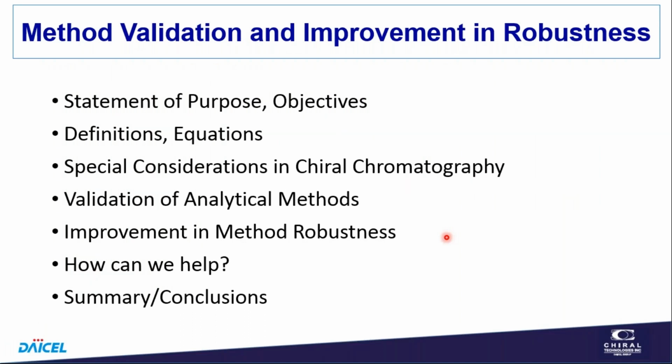This is the organization of my talk. I want to talk about what our objectives are for the talk, what I hope you get out of it. A little bit about equations, just so you're not too concerned. It'll be fairly simple stuff and things you probably have already seen in chiral chromatography. There are some special considerations in chiral chromatography, and I want to talk about the validation of the analytical methods, which I think is what most of you are here for, and something that I think is also at least as much of importance is improvement in the robustness of the analytical methods. Then talk about how we can help, and then I'll show you the summary conclusion slide.